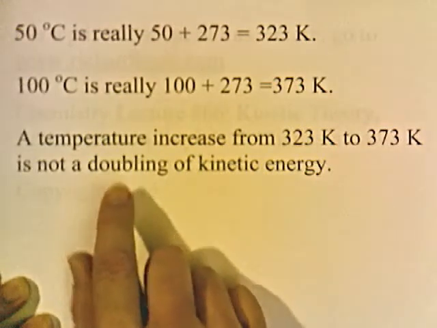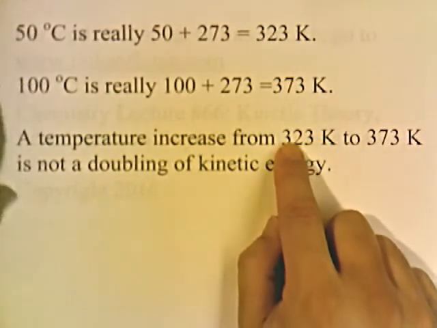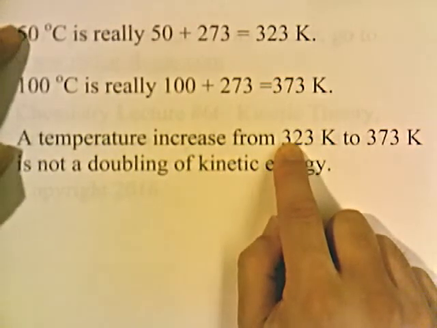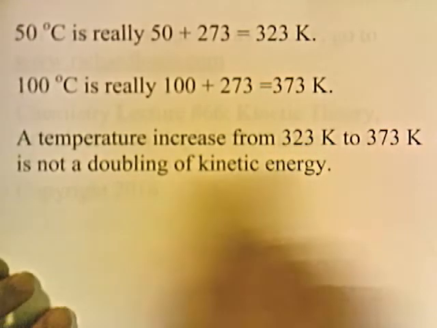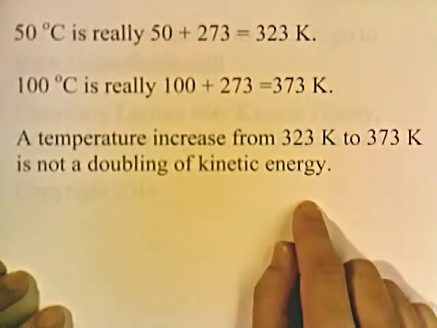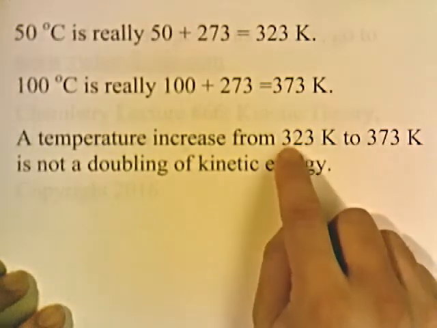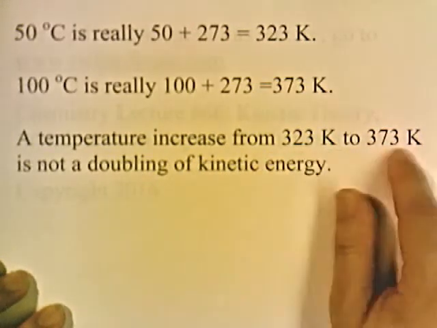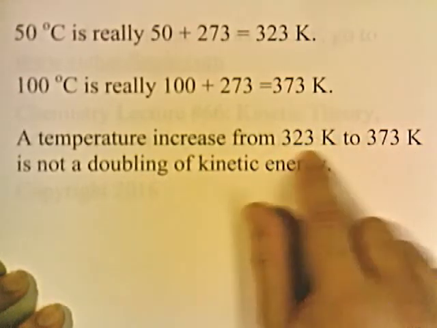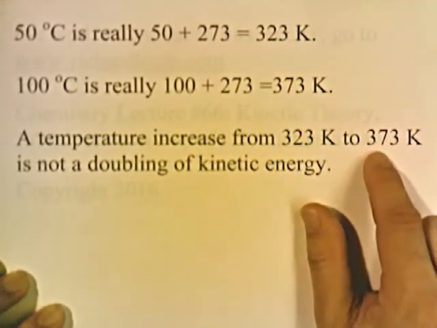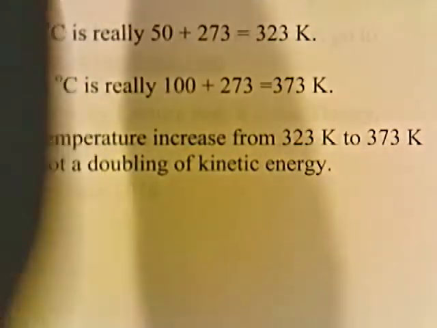So a temperature increase from 323 Kelvin, which is 50 Celsius, to 373 Kelvin, which is 100 Celsius, is not a doubling of the kinetic energy. So you can see when you go from 323 to 373, that's not doubling it. If you were to double this temperature, it would be 600 and something. Well, it's not 600 and something. It's 300 and something. So the temperature is increased, but it hasn't doubled.